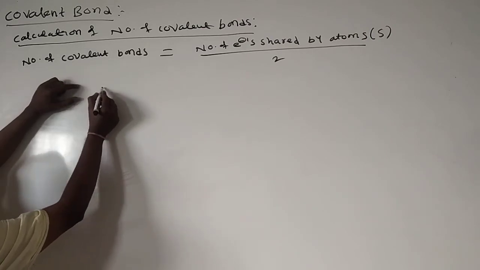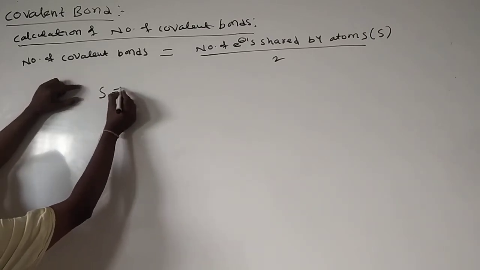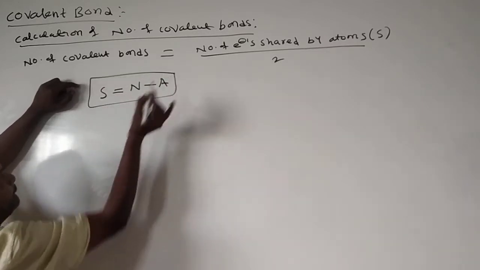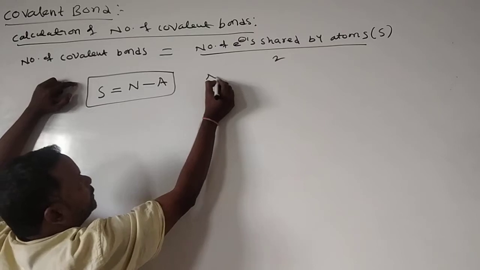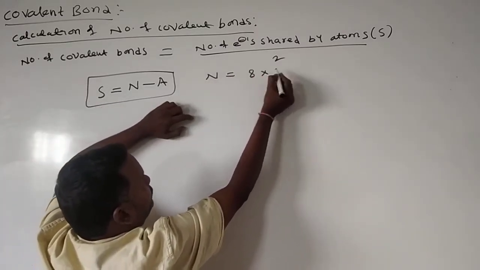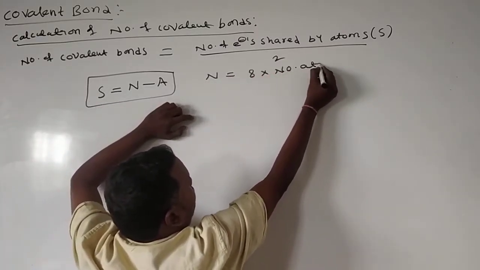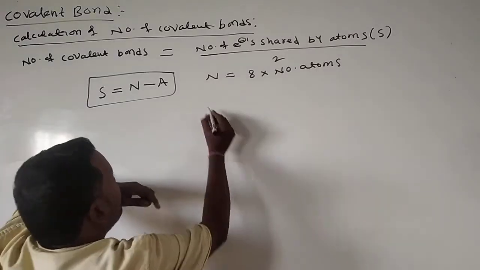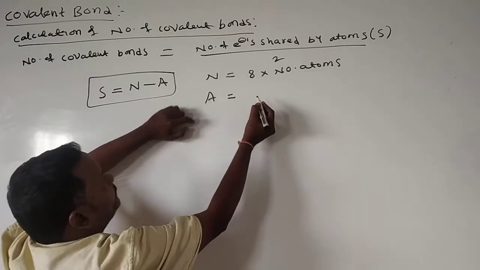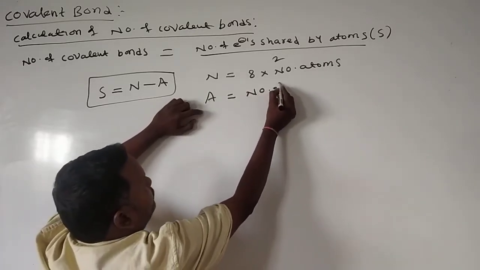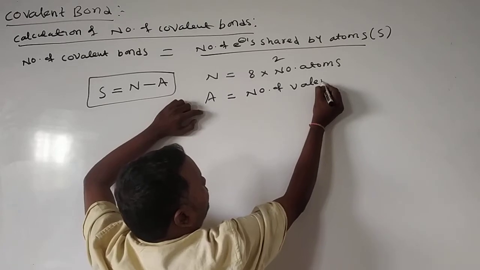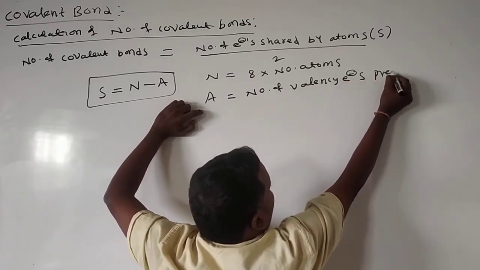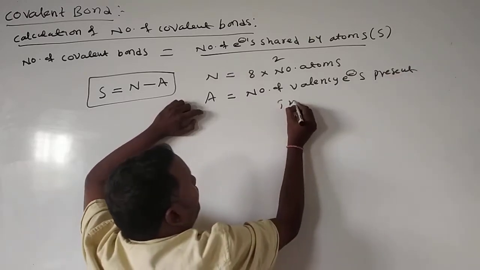Here, the number of electrons shared is calculated by using this principle: S = n minus a, where n is equal to 8 into the number of atoms, and a is equal to the number of valency electrons present in the atoms.